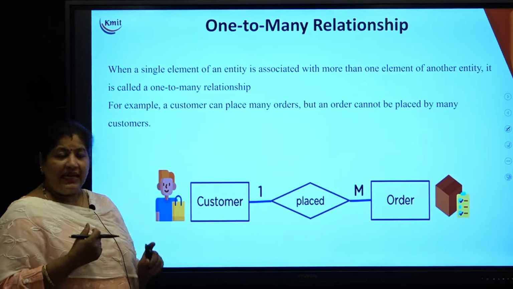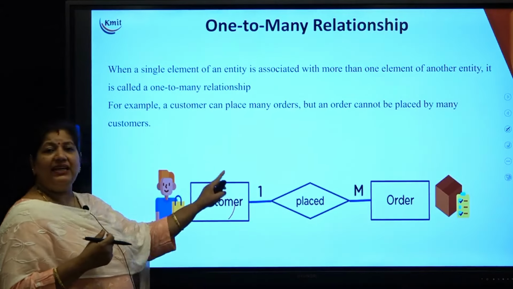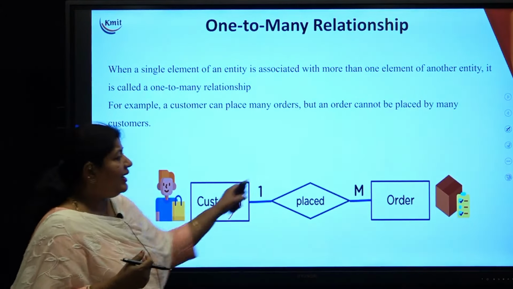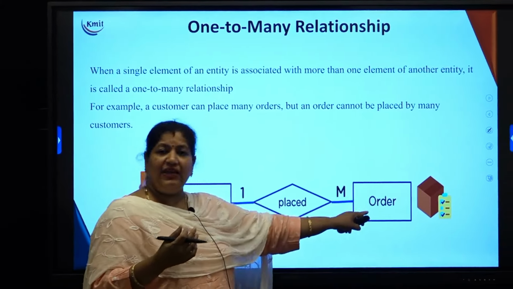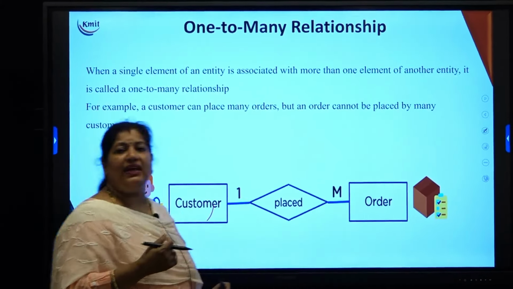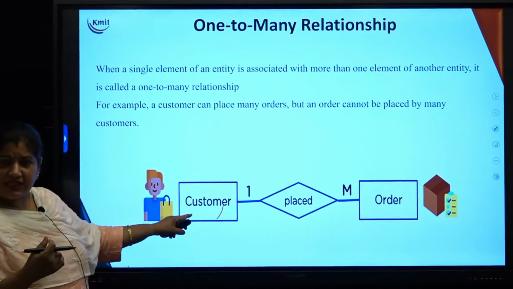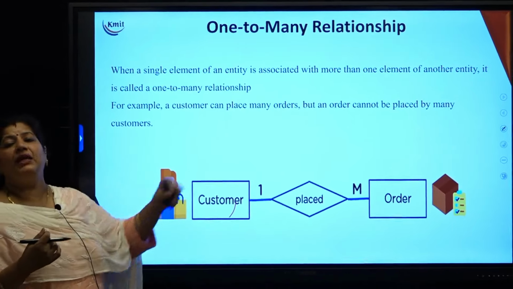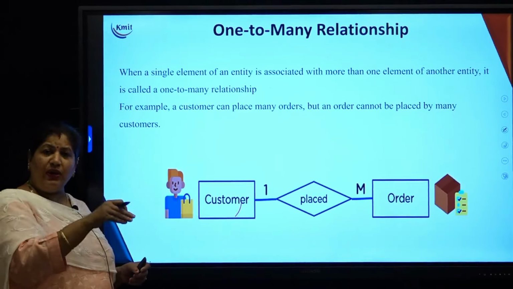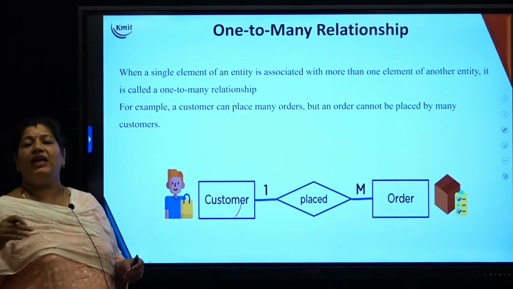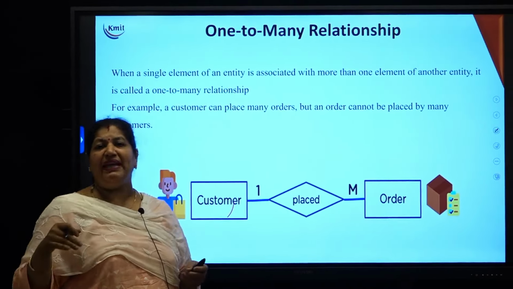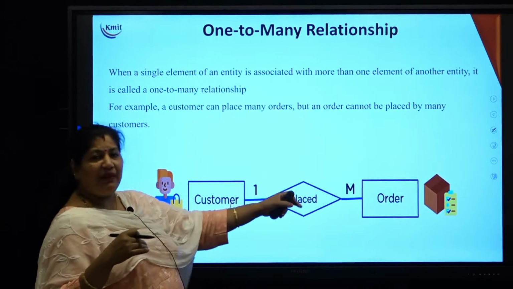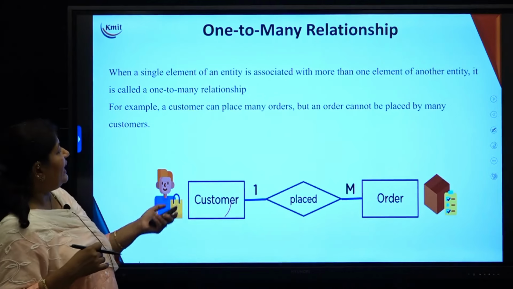One-to-many: here a single entity of an entity set is associated with one or more entities of another entity set. For example, a customer may place multiple orders, or a student may enroll into more than one course. An artist may have several paintings. These are all examples of one-to-many.